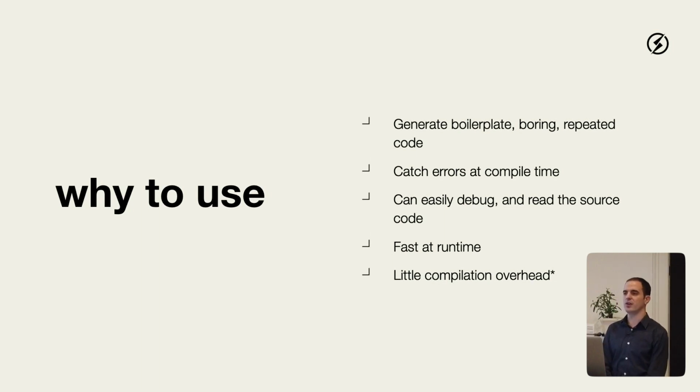Moreover, the code which is generated is fast, at least in contrast to reflection. So basically, these are generating code, and at the end, this code is as fast as you would write yourself manually. So there is no magic or no reflection involved at all. And the compilation overhead is not too big. Well, at least in the Java world. We'll see how it is in the Kotlin world.